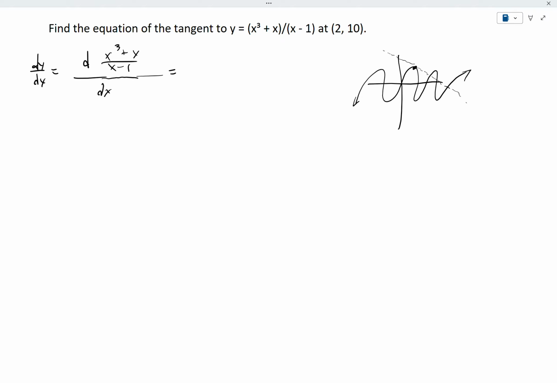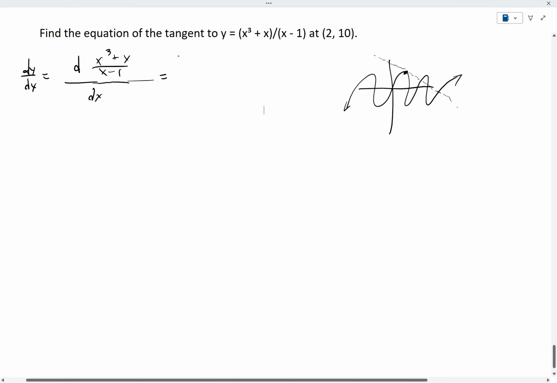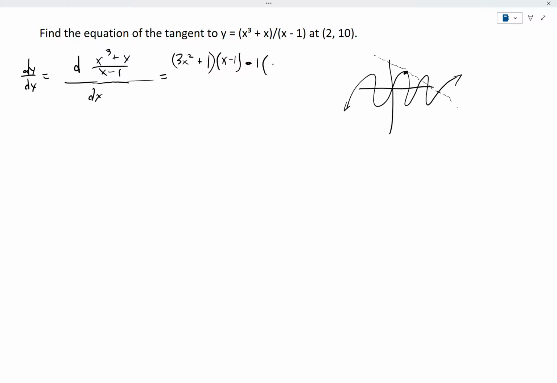So that's what I'm using right here. Derivative of the top is going to be 3x squared plus 1. I just used the power rule twice. Times bottom, x minus 1, minus derivative of the bottom, it's just 1, times top, x to the third plus x. And this is all over bottom squared, x minus 1 squared.